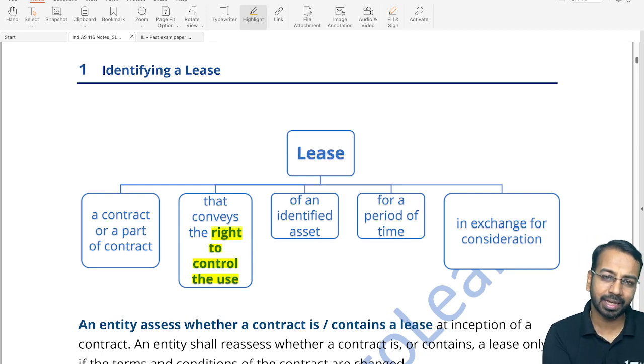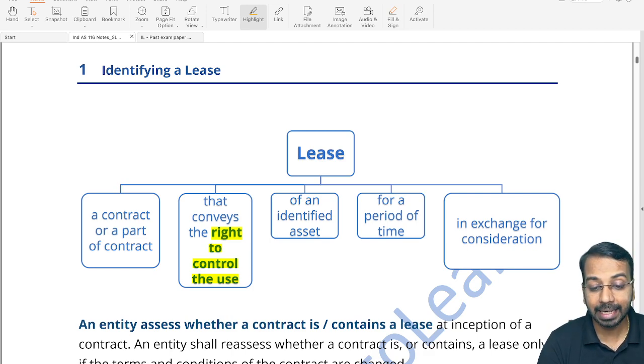For example, if I take a car on lease, it is my right to decide whether I want to drive it, whether I want to keep it in my garage, whether I want to take it to Kashmir, whether I want to take it to the Northeast, wherever I want to take it. It is my right. Now, sometimes a contract may have restrictions, that you can take the car anywhere, but you cannot take the car outside India. So within that restriction, I have the right to control the use of an identified asset.